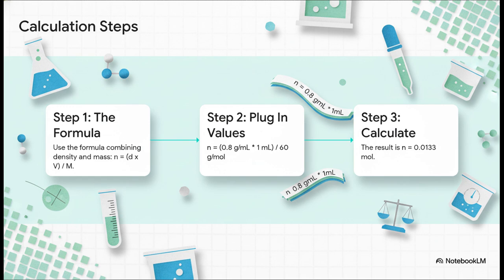So, how do we crack this? Well, first things first, we need the mass, but the problem only gives us volume and density. No big deal. We know that mass is just density times volume. Once we have that, we can use our go-to formula, moles equals mass divided by molar mass. Or, as you see here, we can just smash it all into one step, plug in our numbers, and this is the beautiful part, the units cancel out perfectly, leaving us with our answer in moles.